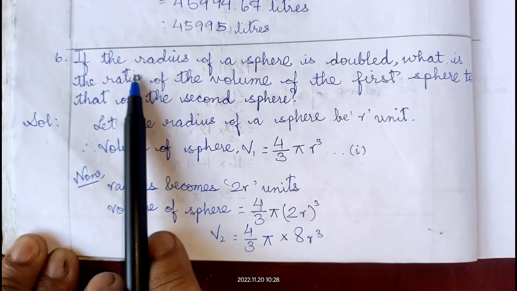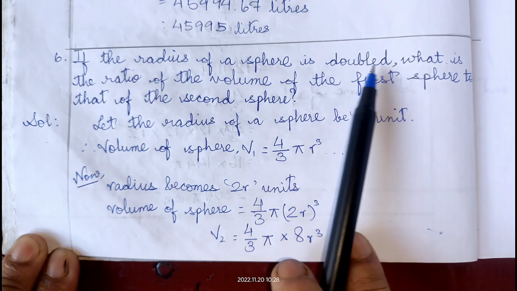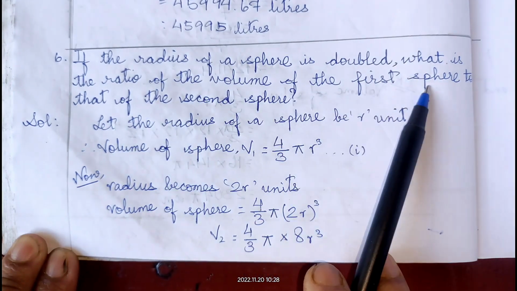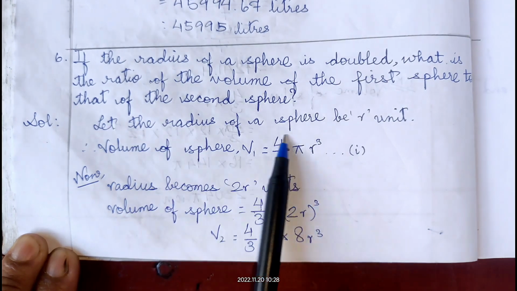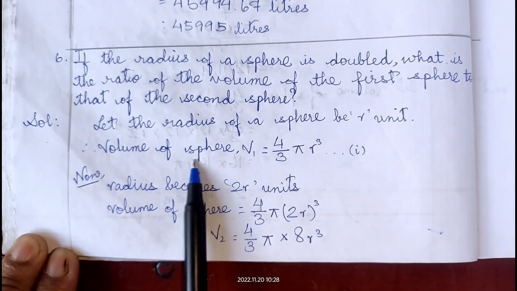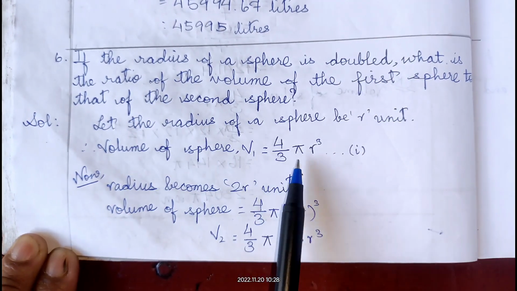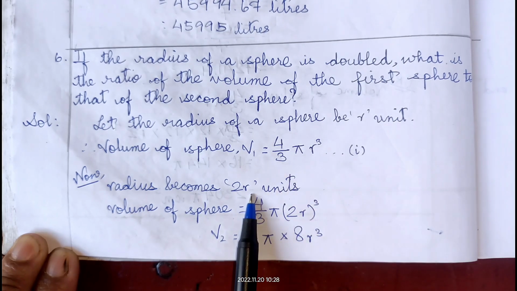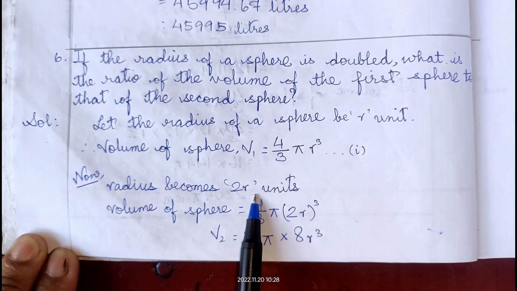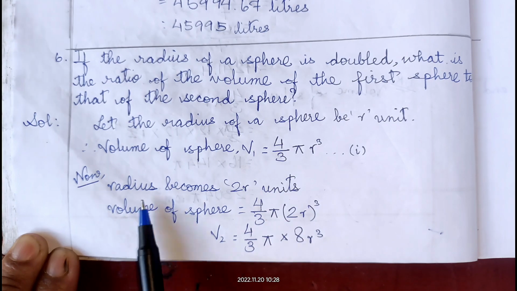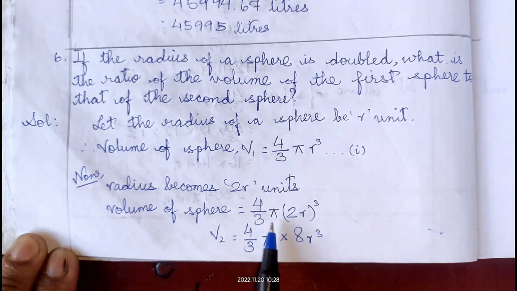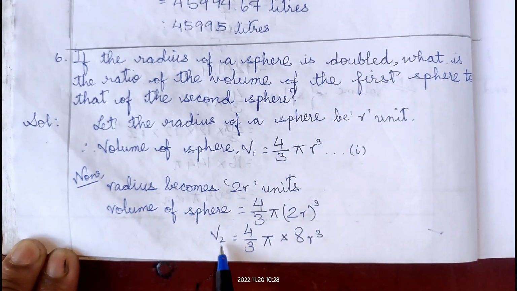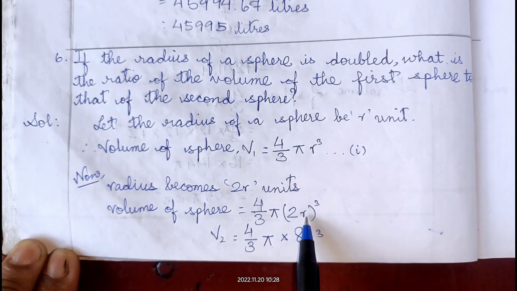Question number 6. If the radius of a sphere is doubled, what is the ratio of the volume of the first sphere to that of the second sphere? We can consider let radius of a sphere be r unit. So volume of the sphere V1 will be 4 by 3 pi r cube. Now it is given that if the radius of the sphere is doubled, so now radius becomes twice r units, so volume of the sphere will be 4 by 3 pi 2r cube. So volume V2 will be 4 by 3 pi 2r whole cube.